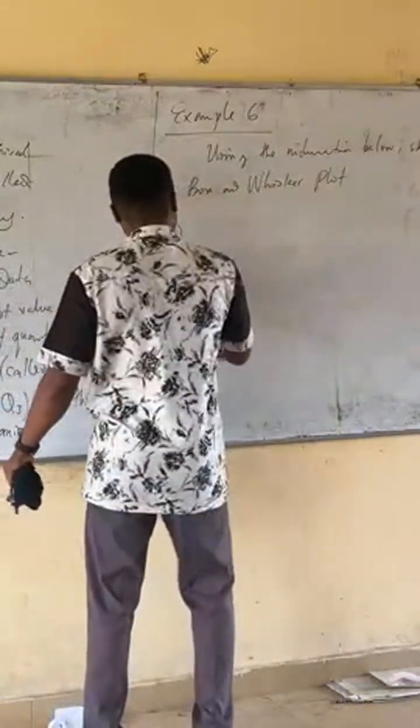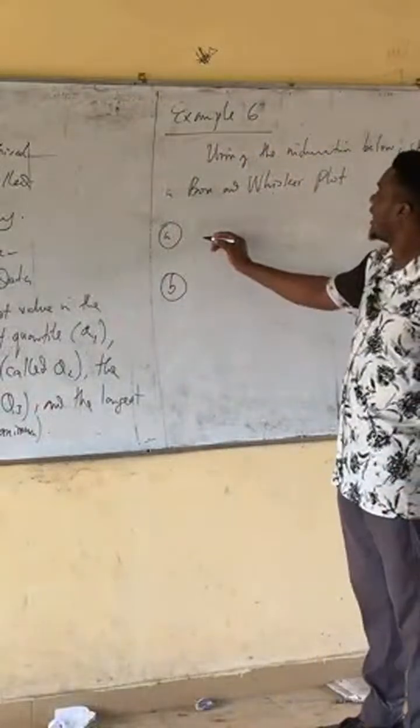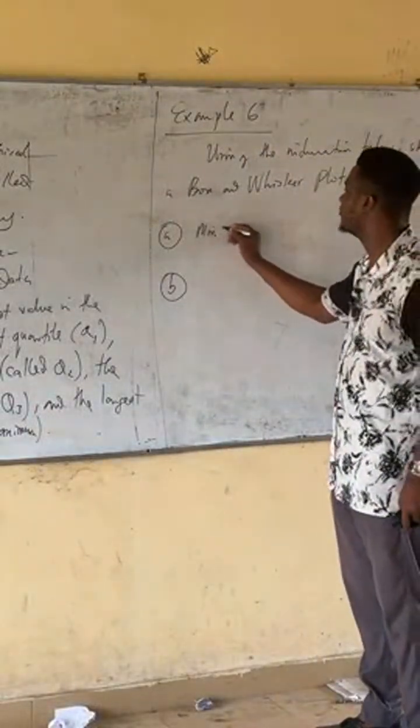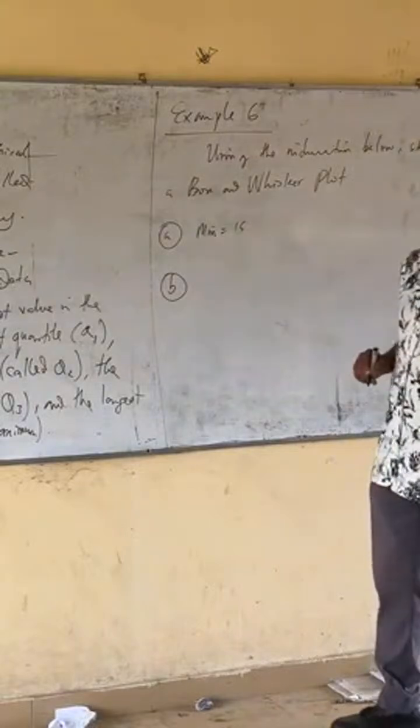So A is for me. I'm going to give you minimum. Minimum is 15.